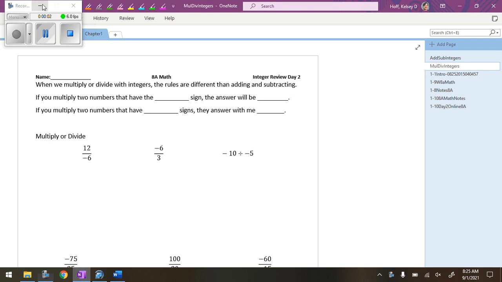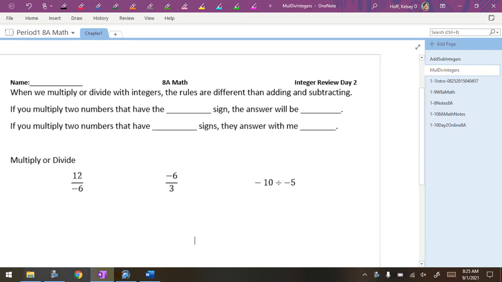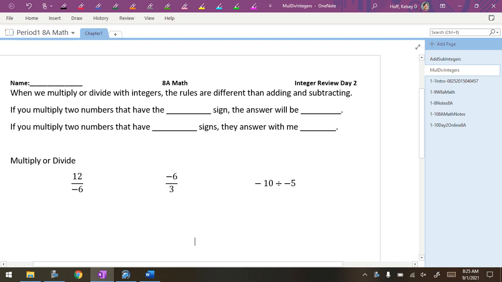First off, is it a lot easier to see the screen today? Bob took out some light bulbs for me so that it's not as bright in here, so it's a little bit easier to see what you're doing.